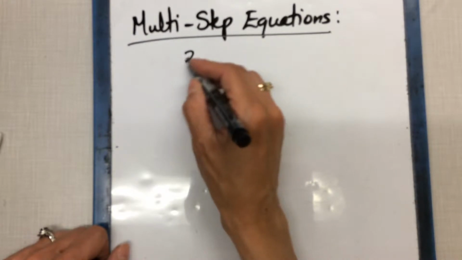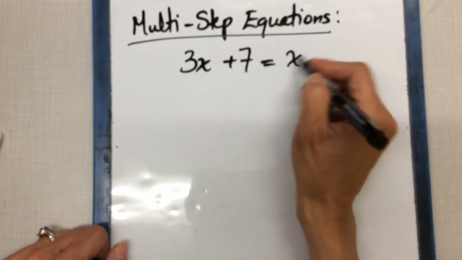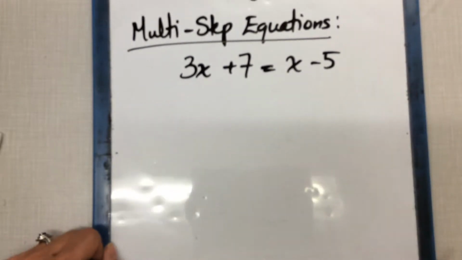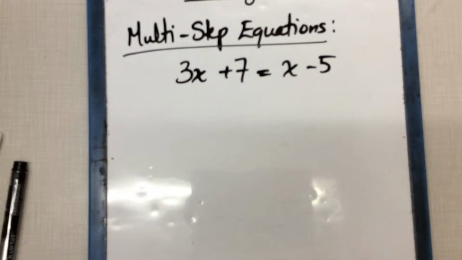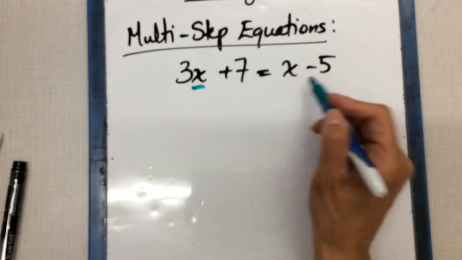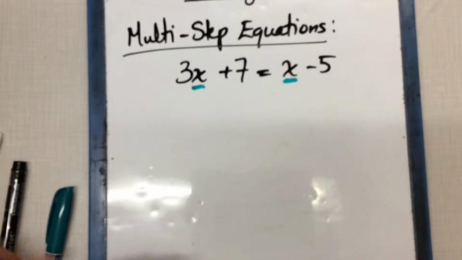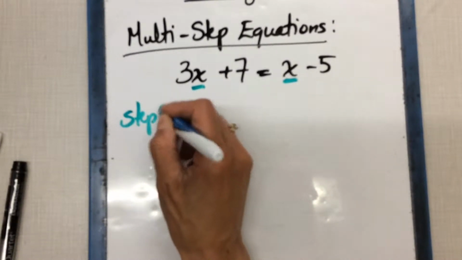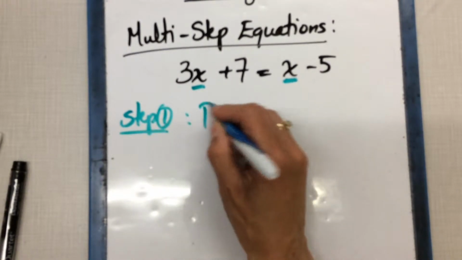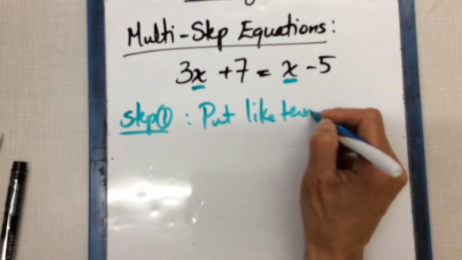And let's look at this. 3x plus 7 equals x minus 5. The biggest difference here is that, as you can see, we've got this same variable, x and x, but they are not together. So what we want to do first, step 1, is to put like terms together. Now you remember what like terms are.